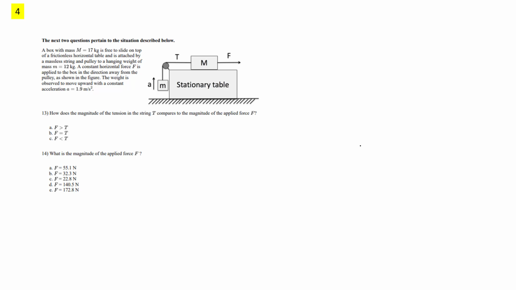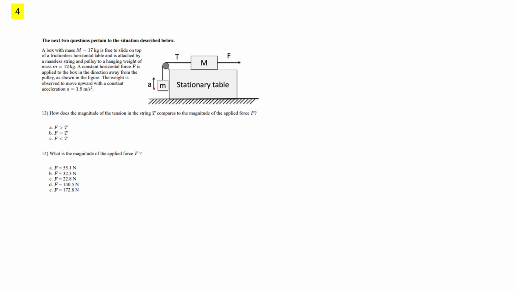the pulley. The weight is observed to move upward with a constant acceleration here. So that little guy's moving up at 1.9 meters per second squared. Question 13 says, how does the magnitude of the tension T compare to the magnitude of the applied force? All right, so we're really comparing both of the forces here acting on this top block. So what do we know?